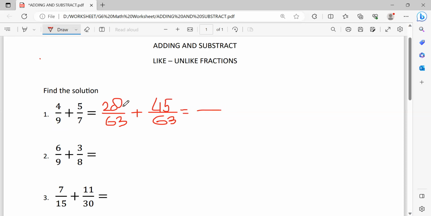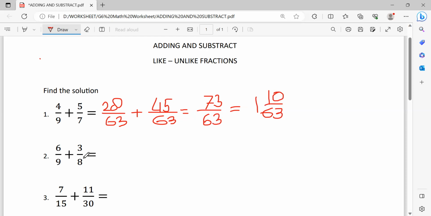Next, and the solution, 28 plus 45 equals 73, okay, because 8 plus 5 is 13, and then 2 plus 4, 6, plus 1, 7. Okay, 73 over 63. 73 is greater than 63, it means we may simplify, it becomes a mixed number. So 63 times 1 equals 63, and plus 10 equals 73. Okay, that is one.